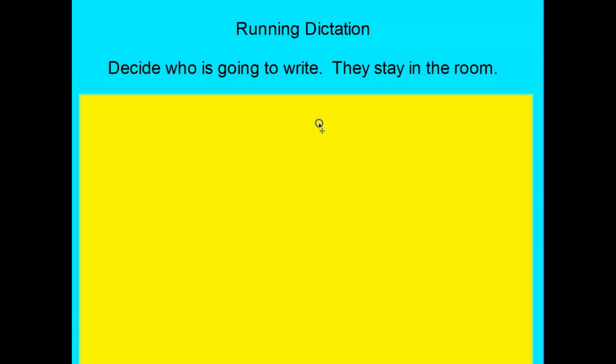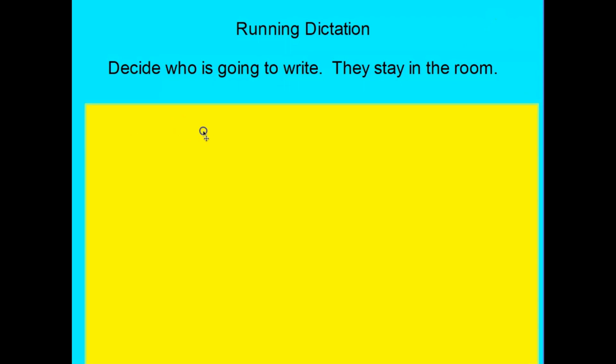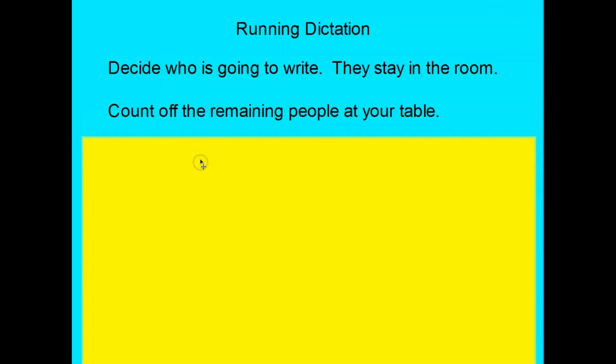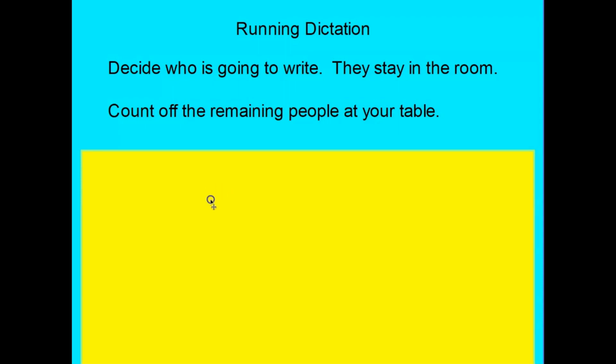I say, first of all, okay, you've got your table group. Decide who's going to be the writer. They get to stay inside the room, seated at the table. Count off the remaining people at the table. Okay, so if I have a table group of 6 people, one person's the writer, everyone else is number 1, next person's number 2, next person's number 3, next person's number 4, next person's number 5.